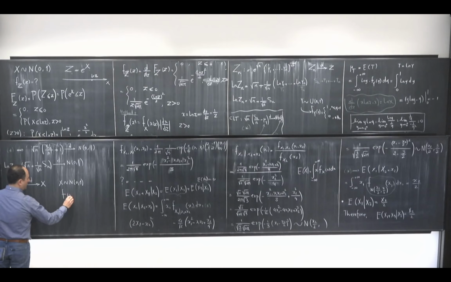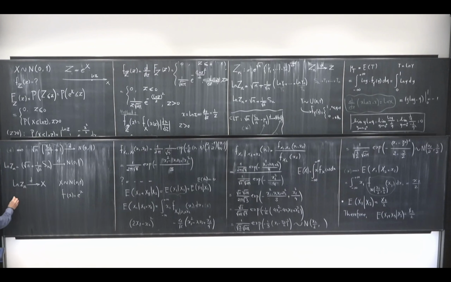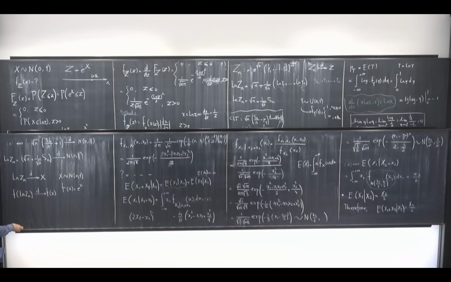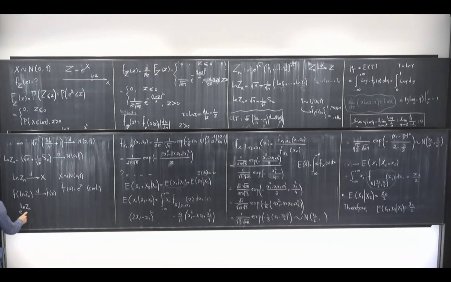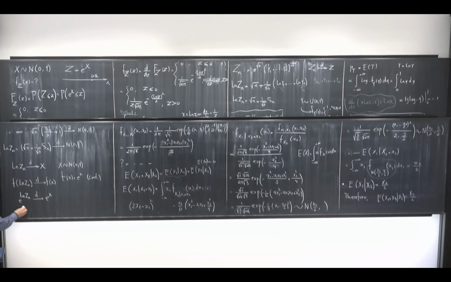The function f of x equals exponential. This function is continuous. I already know that. So this means that f of ln of Zn also converges to f of x. So e to the power ln of Zn, because my function was defined here, it's continuous, goes to f of x. f of x is e to the power x. But what is this? It's simply Zn goes to e^X.